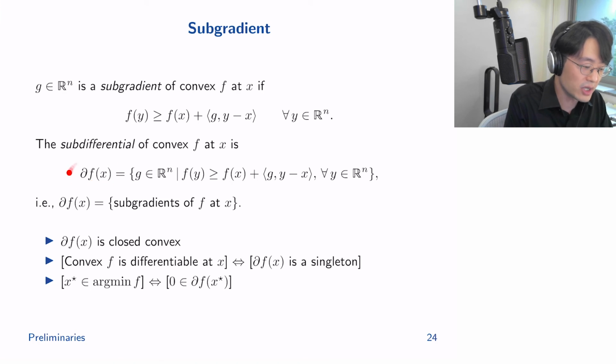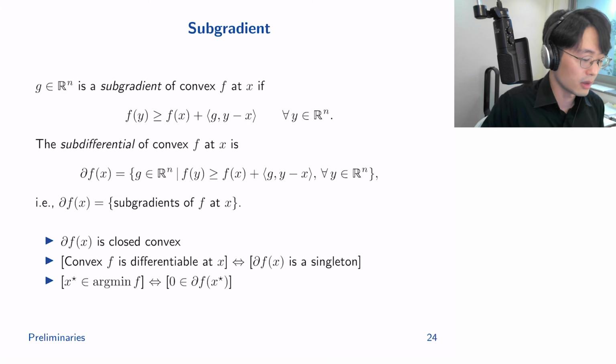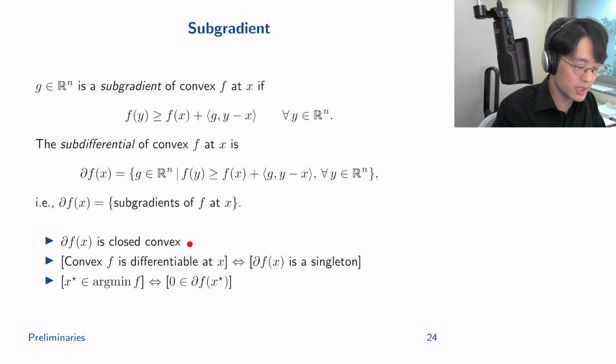This looks like a function evaluation, but really, when we provide x, we get a set. The set consists of the g's such that this inequality defining a subgradient holds for all y. To put it differently, del f at x is the set of subgradients of f at point x. The subdifferential is a closed convex set.